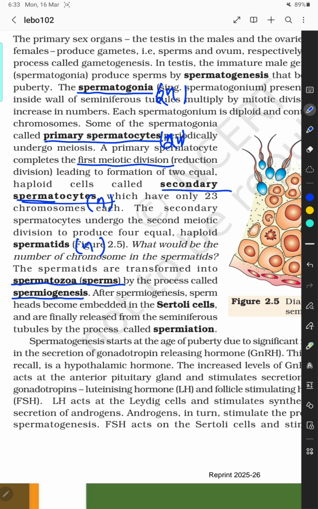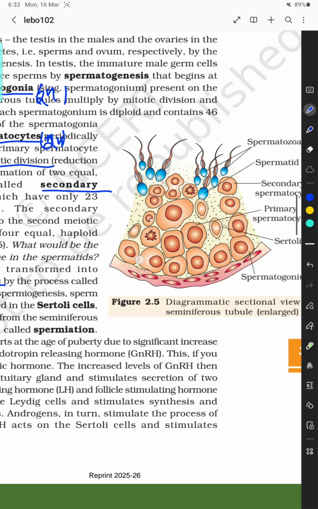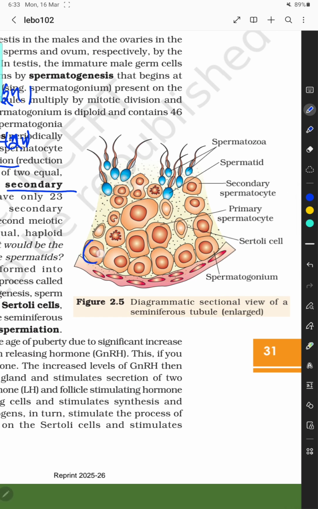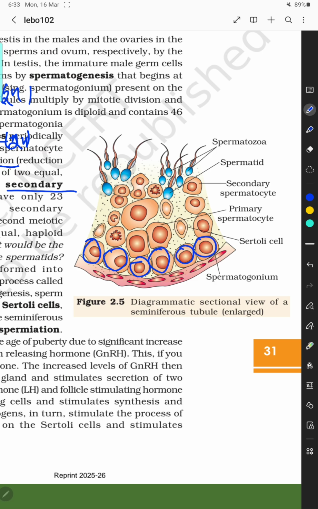Now after spermiogenesis, your sperms are produced. Now here in this diagram you can see that these are the spermatogonial cells. Some of the spermatogonial cells have undergone division and developed into primary spermatocytes. Some of the primary spermatocytes develop into secondary spermatocytes. The secondary spermatocyte becomes the spermatids. Okay, and you can see that the spermatids have entered into the Sertoli cell.